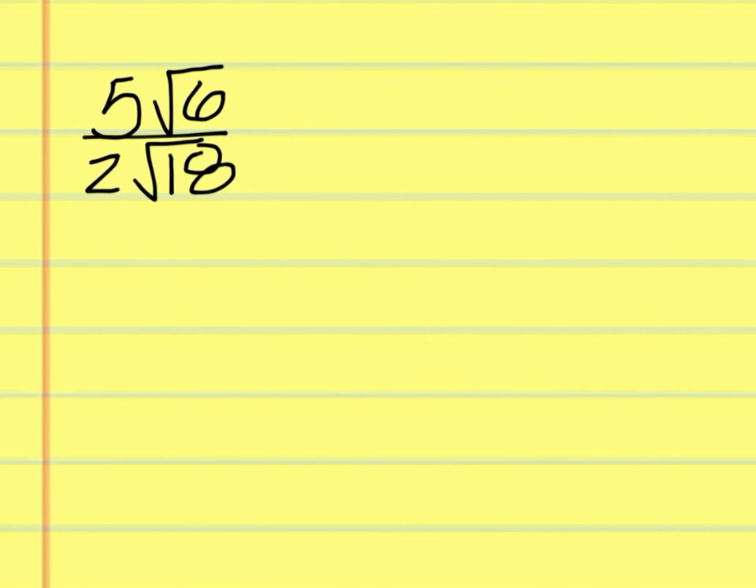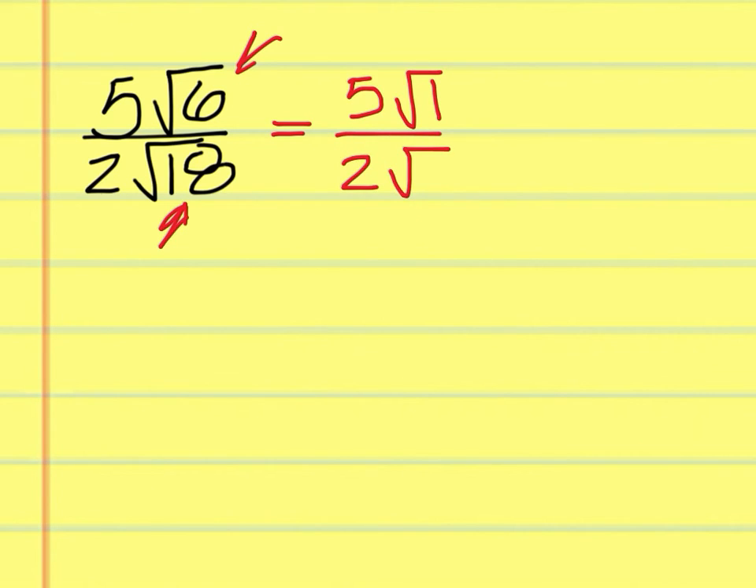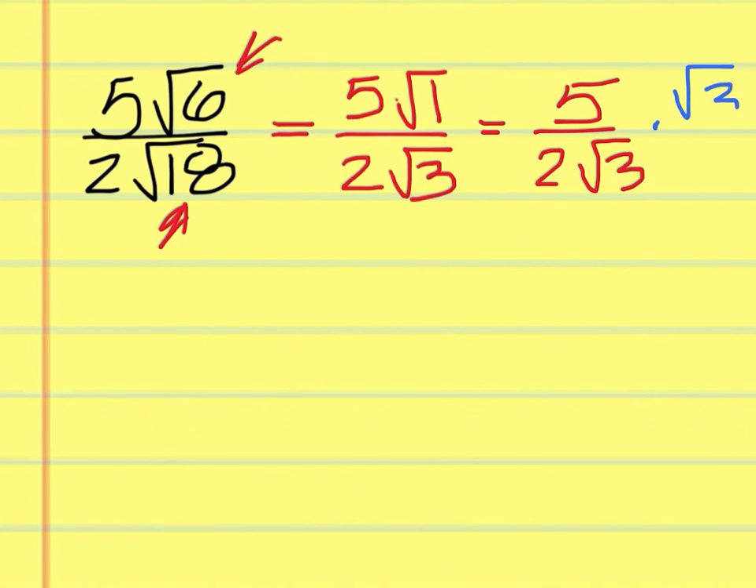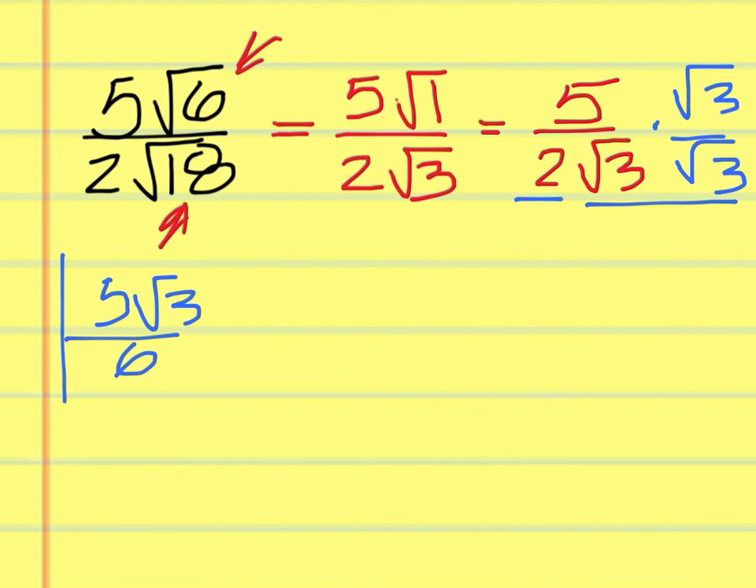You can simplify this here and here to start with, because 6 over 18 simplifies to square root of 1 over square root of 3. And remember, you can only simplify square roots with each other. You can't do something like this 2 and then the square root of 6. So on the top, we just have a 5 now. And we're going to have to multiply the top and the bottom by the square root of 3. So 5 square root of 3 over 2 times 3 is 6. So that's your final answer.